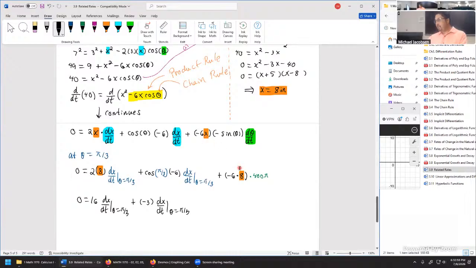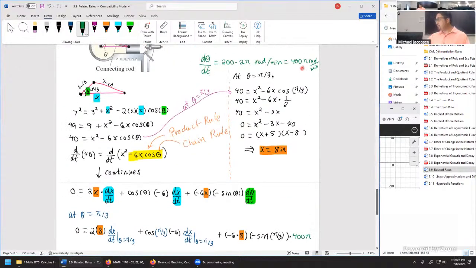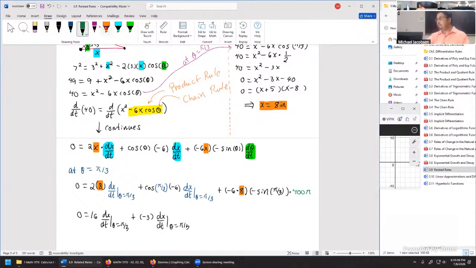I got the 6 times the x was 8. I have the d theta, here's that down below. But I neglected the sine theta. Let me plug that in. There's just so many pieces to put in, so let me not forget this all-important piece, times negative sine at pi over 3 again, then goes times 400 pi. Let me double check that substitution. Yeah, 400 pi radians per minute. So there's that missing factor right there on the last term.